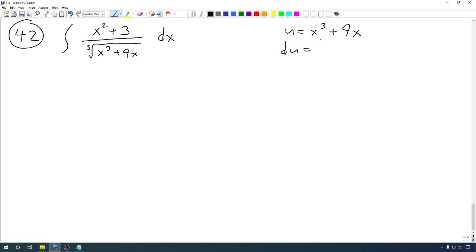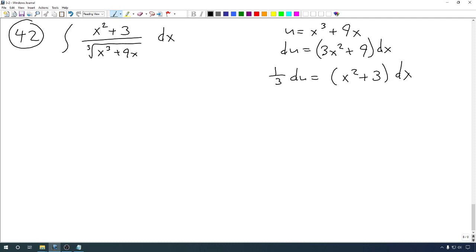Now when we set u equal to x cubed plus 9x, when we differentiate it, x cubed becomes a 3x squared, 9x becomes a plus 9. All of that needs to be multiplied by dx. You might notice here that we do not have a 3x squared plus 9 dx in here, but we do have something pretty similar. We have an x squared plus 3. In fact, if we go ahead and pull 3 out of here, we would have x squared plus 3. So let's just go ahead and divide both sides of this equation by 3. 1/3 du is equal to x squared plus 3 dx.